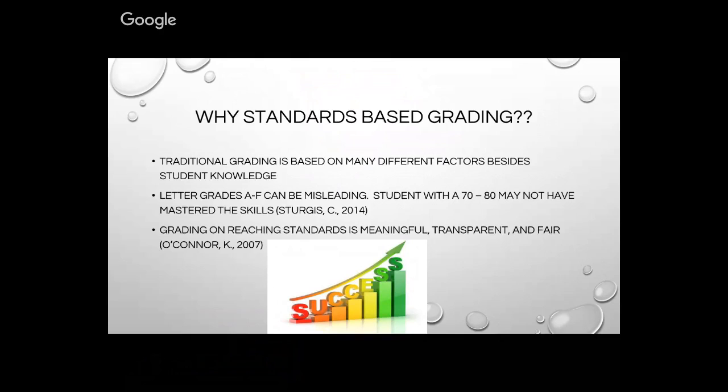Traditional grading also uses the letter system, letter grades, A, B, C, D, F. Now these can be very misleading. You know, a student that has a grade between a 70 and an 80 will pass the class, but they may not have mastered the skill or the standard. They're just kind of being pushed along, and it's really setting them up for failure in the long run.